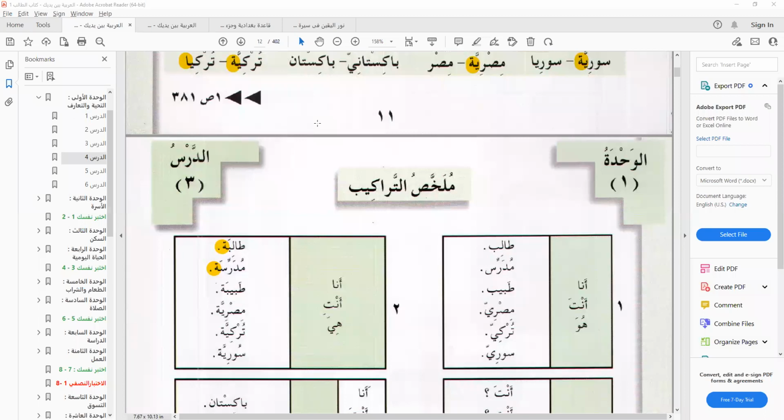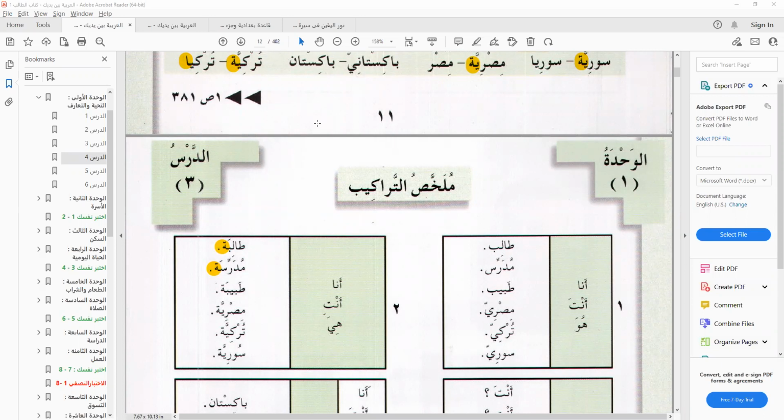ومرحبا بكم إلى درس جديد من دروس اللغة العربية بين يديك. أهلا وسهلا ومرحبا بكم means welcome, إلى درس جديد, so a new lesson من دروس اللغة العربية بين يديك. In our Arabic, at your fingertips, like you said, العربية بين يديك means Arabic within your reach, at your fingertips. That's the name of the book.